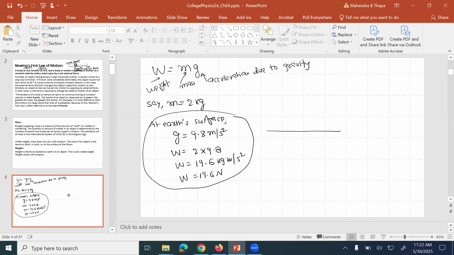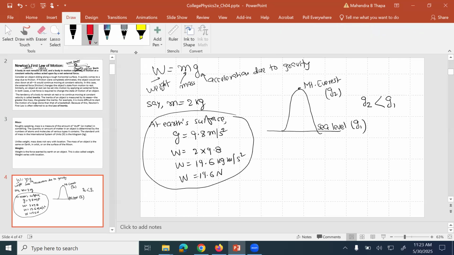Let's consider a situation. Say this is the Mount Everest peak. This is Mount Everest. Down here is the sea level. The value of g at sea level, say g1, and the value of g at Mount Everest, say g2, will not be the same. g2, the value of g at Mount Everest, is less than the value of g at sea level, which is g1. Okay, so the value of g will be different. So the number we are always talking about is the average value of g.